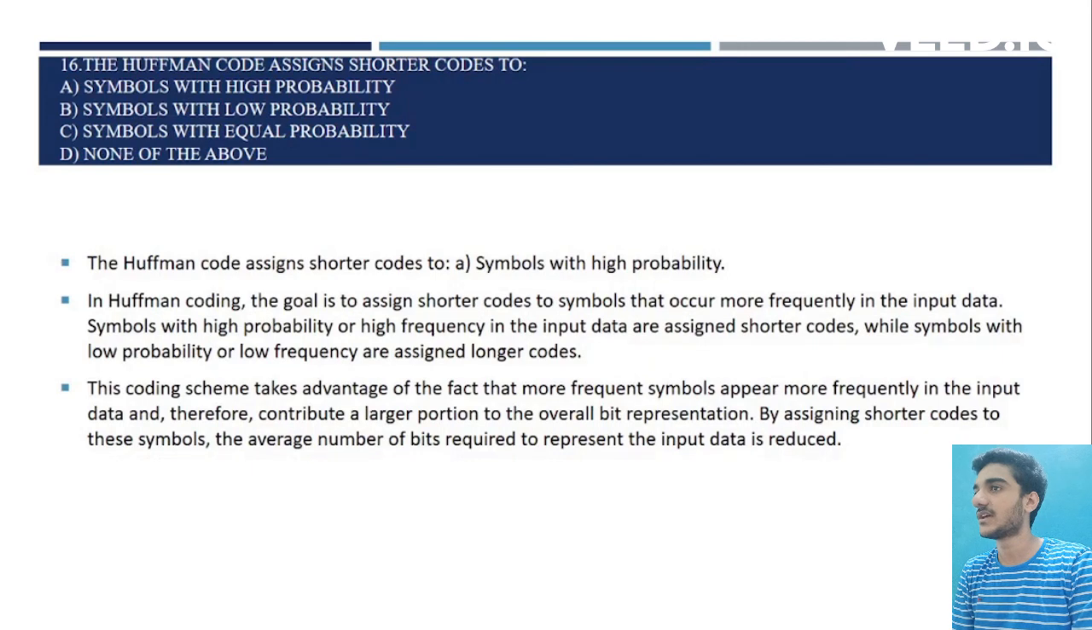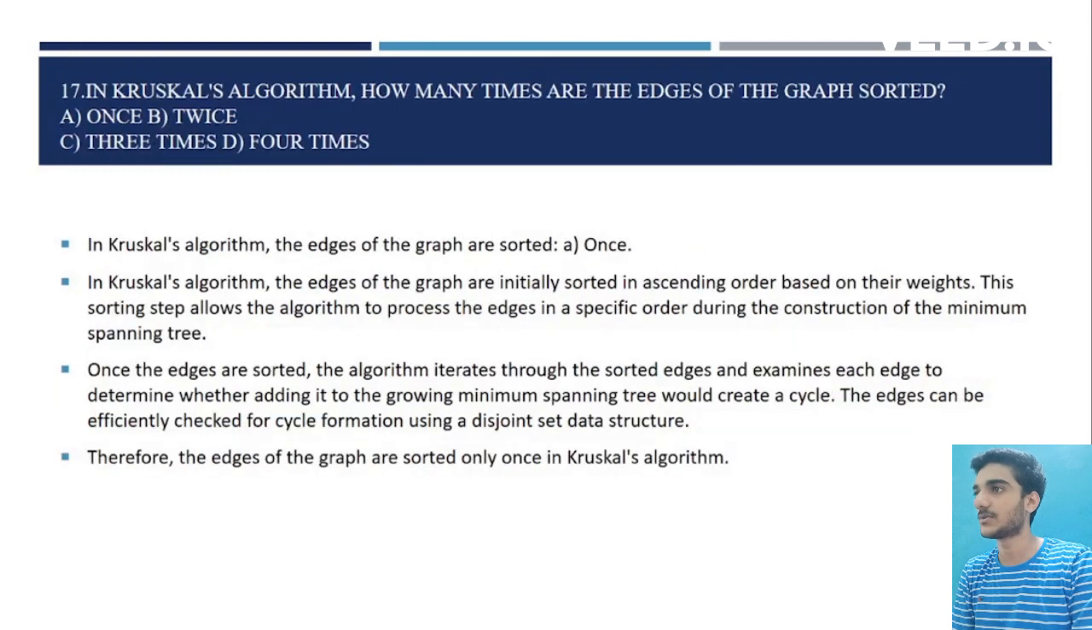The Huffman codes are assigned shorter codes to. The correct option is symbols with high probability. In Kruskal's algorithm, how many times are the edges of the graph sorted? The correct answer is 1, which is at the beginning of Kruskal's algorithm.